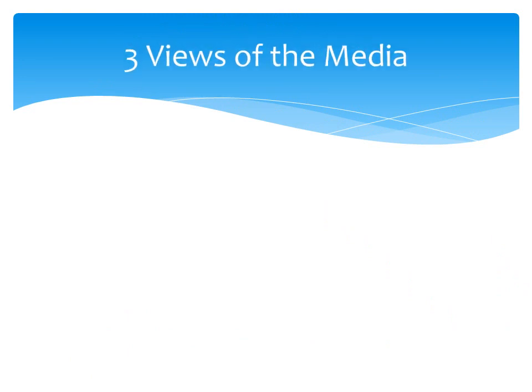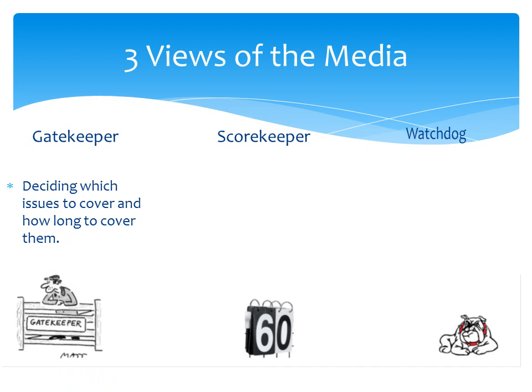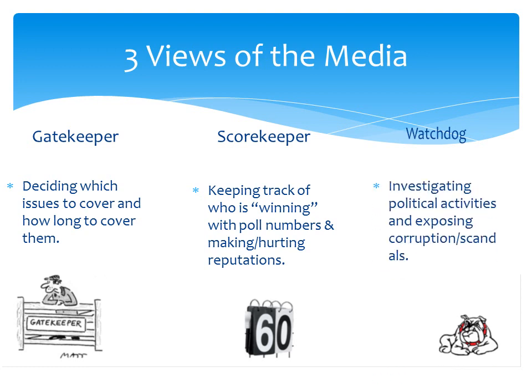Depending on who you're discussing the media with, you may get three very distinct views of the media's role in American politics today. Those three views are the gatekeeper, the scorekeeper, and the watchdog. Some Americans view the media as a gatekeeper, meaning they believe that they decide what issues they're going to cover and how long they're going to cover them. Some view them as the scorekeeper, meaning that they keep track of who's winning in the polls, and they have the ability to make or hurt someone's reputation. Finally, some view the media as a watchdog, investigating any political activities that are going on and exposing corruptions or scandals that could break out.